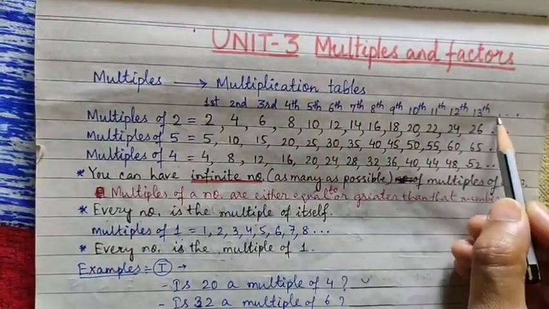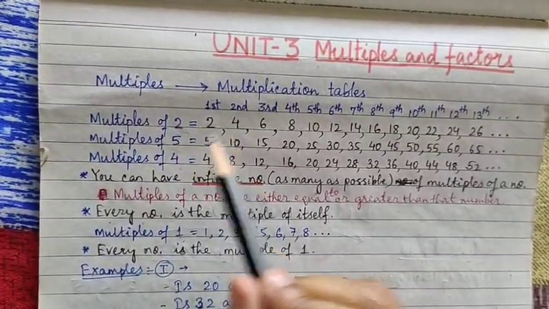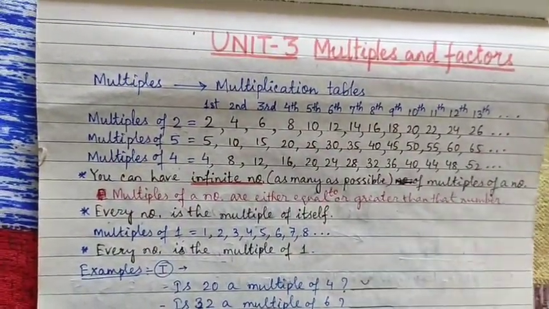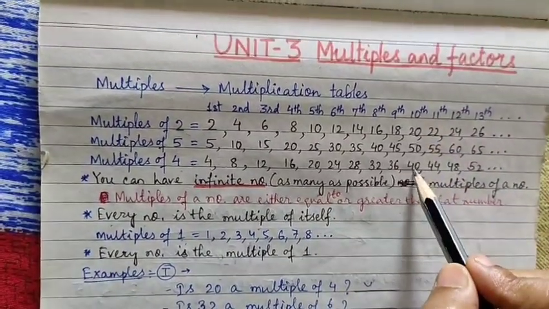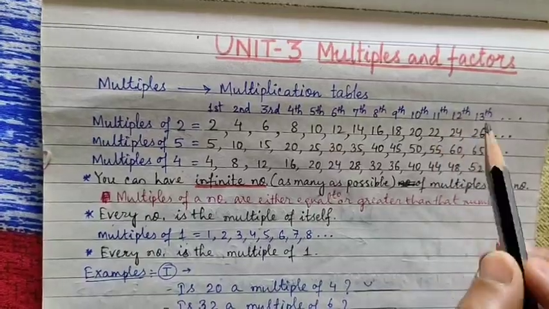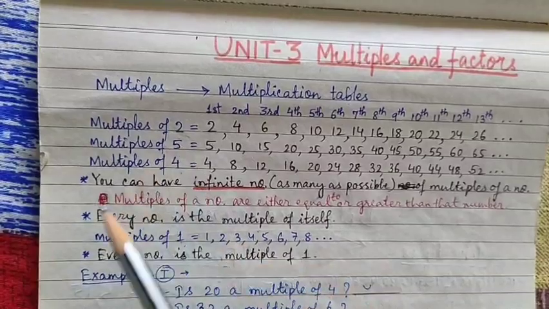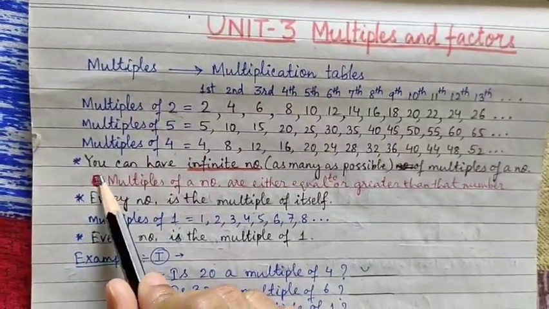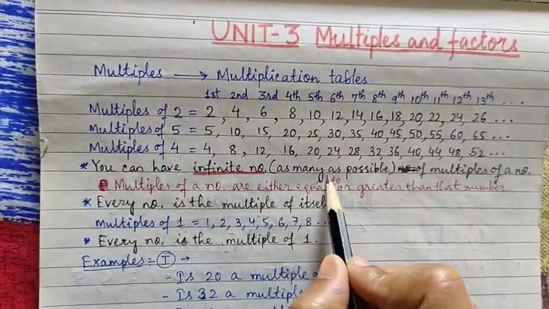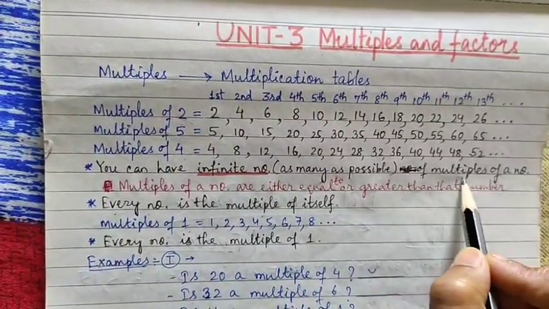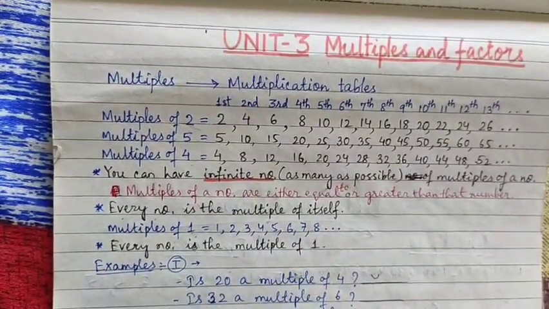So children, here I have used a dotted sign, which means the multiples of any number you can find are infinite in number. कहीं वो ख़त्म नहीं होता है. 10 तक टेबल हम पढ़ते हैं, 2 टेंस या 3 टेंस तक, पर वहाँ ख़त्म नहीं होता है. You can find any multiple of a number. So we can conclude you can have infinite number, means as many as possible number of multiples of a number. किसी भी नंबर का बहुत सारा मल्टीपल निकाल सकते हो.